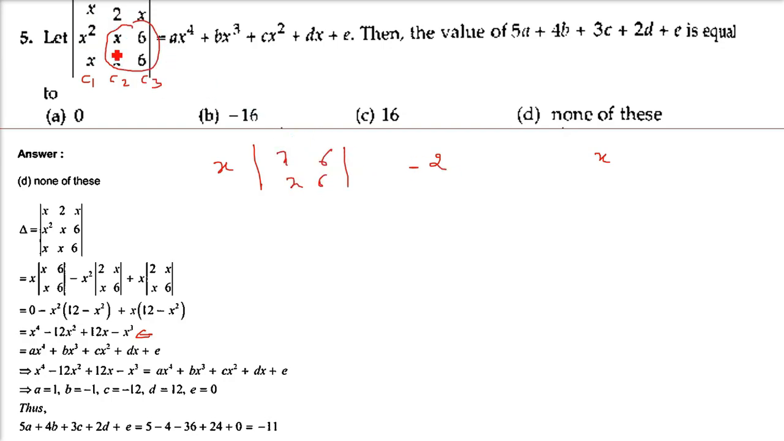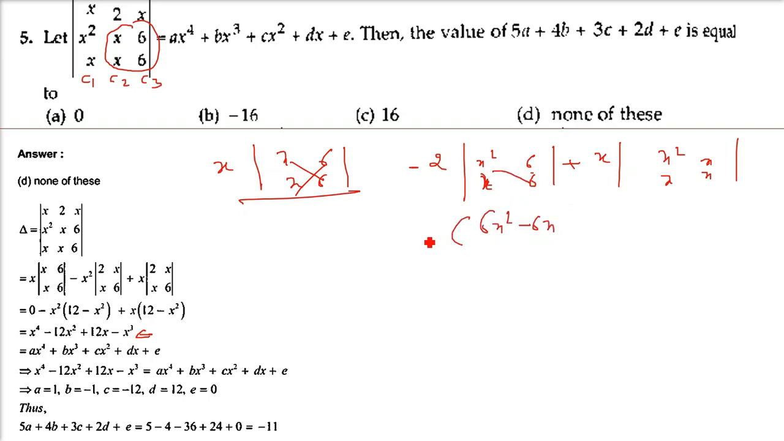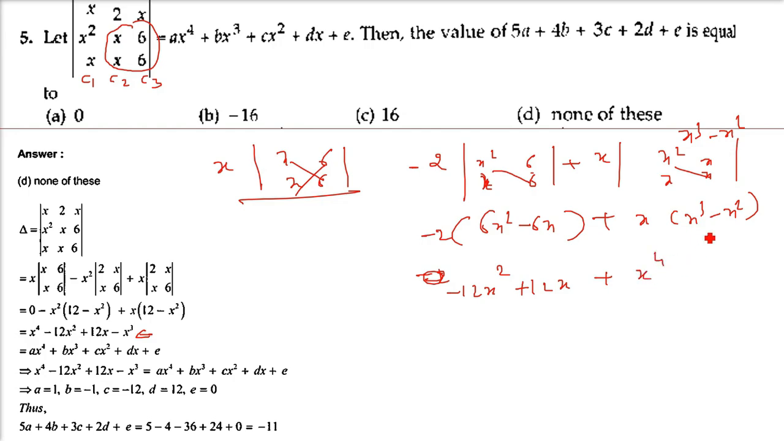Then minus 2, it will be x square, x and 6, 6. Then we have the third one, plus x, and then you get x square, x, x, x. So what is this? 6x minus 6x is 0, leave it. This is 6x square minus 6x. Then you have minus 2 outside. Plus this will be x cube minus x square. So let us open it: minus 12x square plus 12x plus x to the power 4 minus x cube.